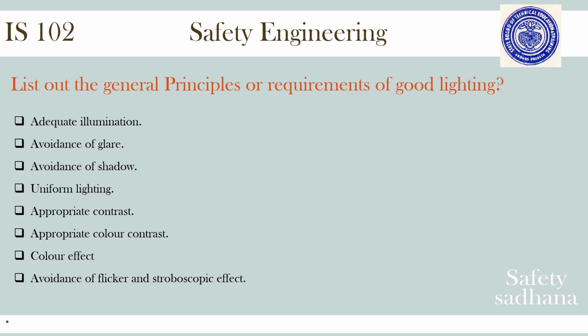List out the general principles or requirements of good lighting: adequate illumination, avoidance of glare, avoidance of shadow, uniform lighting, appropriate contrast, appropriate color contrast, color effect, avoidance of flicker and stroboscopic effect.